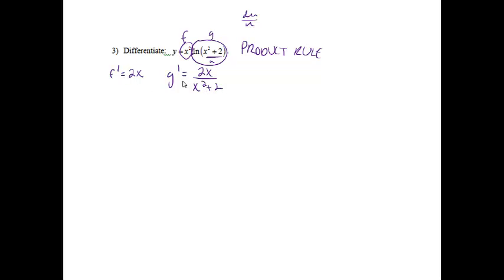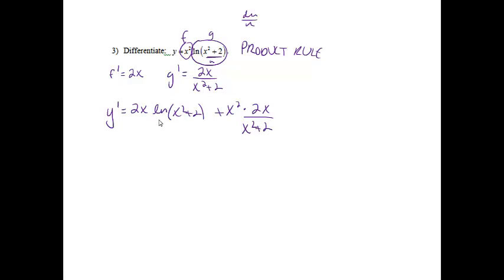Okay, so I have my f prime and my g prime. I'm all set to do the product rule. So f prime times g, 2x times the natural log of x squared plus 2, plus f times g prime. So x squared times 2x over x squared plus 2.